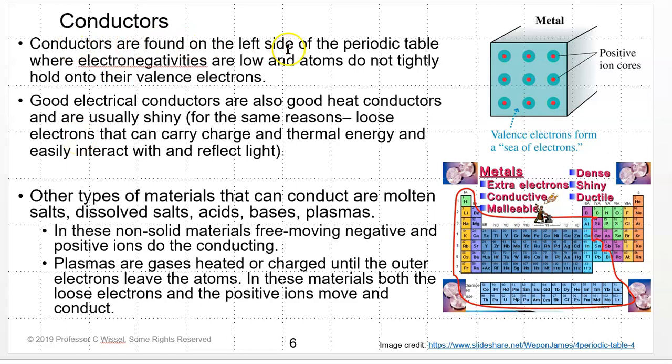Now, conductors are found on the left side of the periodic table where the electronegativities are low and the atoms do not tightly hold to their valence electrons. Good electrical conductors are also good heat conductors and are usually shiny for the same reasons: loose electrons that can carry charge and thermal energy and easily interact with and reflect light. Other types of materials that conduct are molten salts, dissolved salts, acids, bases, and plasma. In these non-solid materials, free-moving negative and positive ions do the conducting. Plasmas are gases that are heated or charged until the outer electrons leave the atoms. In these materials, both the loose electrons and the positive ions move and conduct.